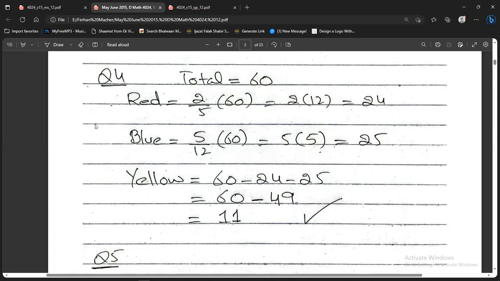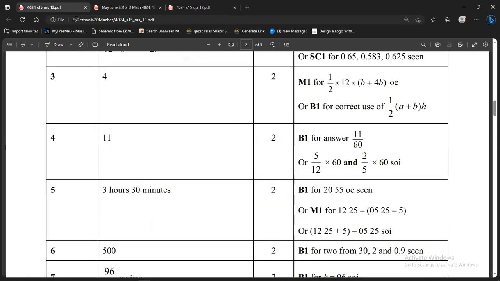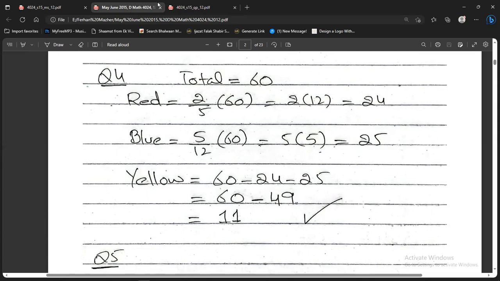Now total there are 60 counters, and red are 24, blue are 25. So how many will be yellow? That will be 60 minus 24 minus 25. That is 60 minus 49, and that will be 11. 11 is the right answer, sir, and this is question number 4.